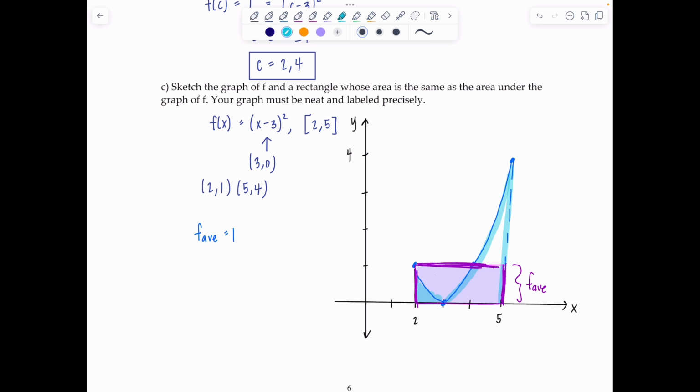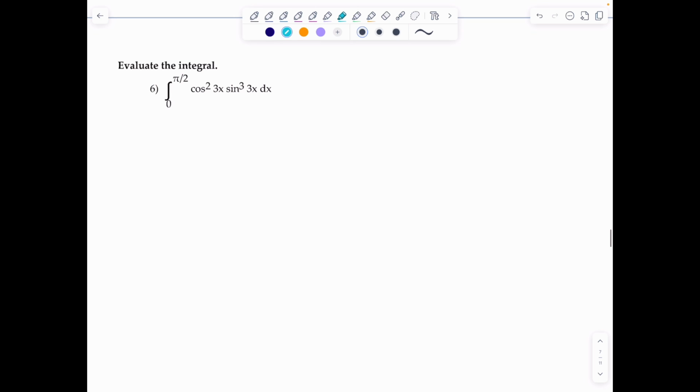Yes. Because the average value tells us the average height of the function. So the average height of this parabola on the interval is 1. Good? That's literally all there was to it. Easy peasy. Okay, the rest of the exam was integration.